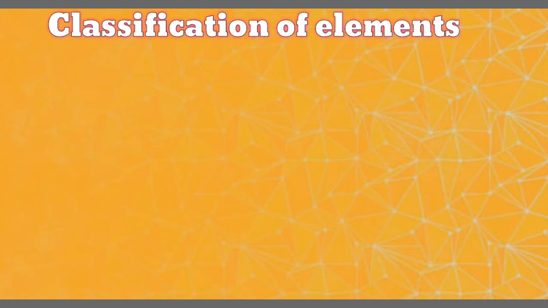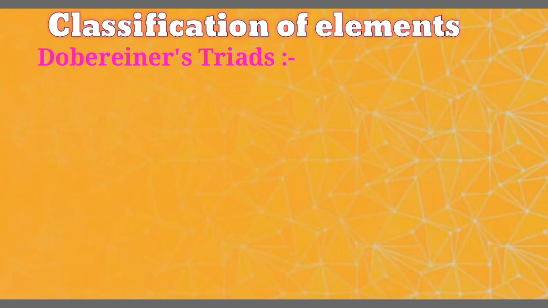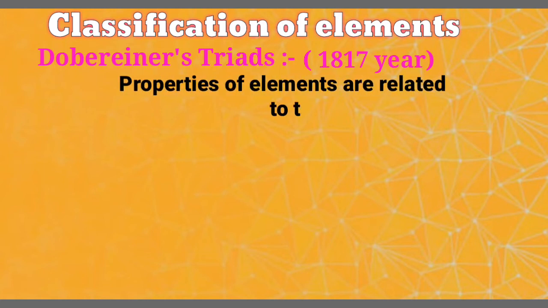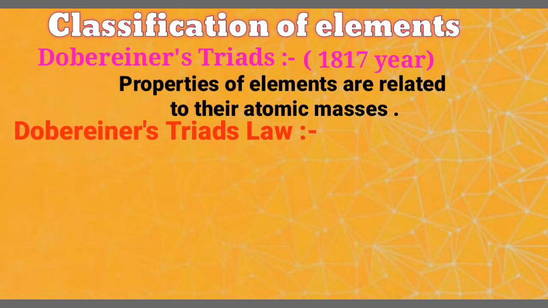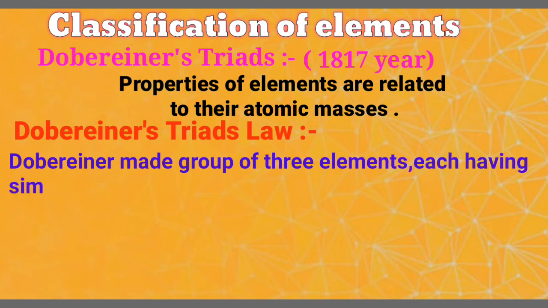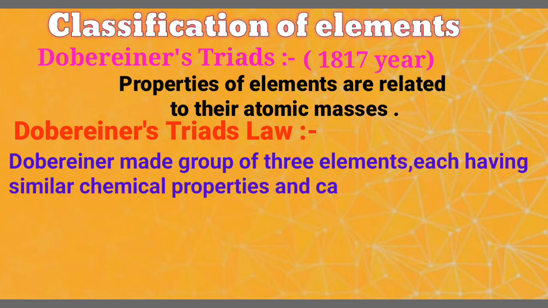As the knowledge about elements and their properties went on increasing, different scientists started trying out different methods of classification. Dobereiner was the first scientist who made an effort to classify the elements. In the year 1817, a German scientist Dobereiner suggested that the properties of elements are related to their atomic masses. He made groups of 3 elements, each having similar chemical properties, and called them triads.